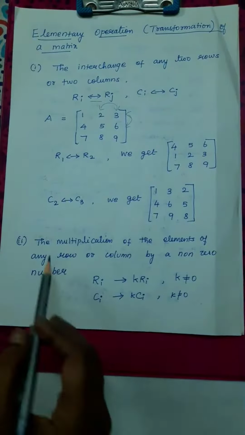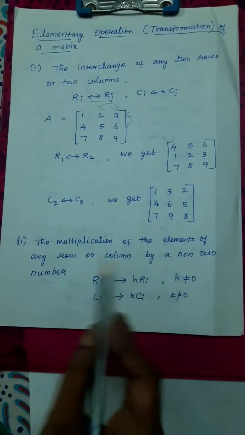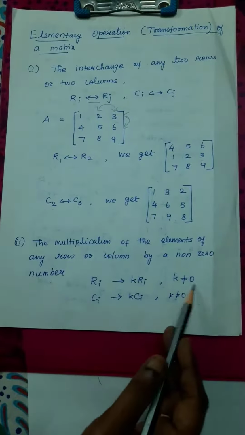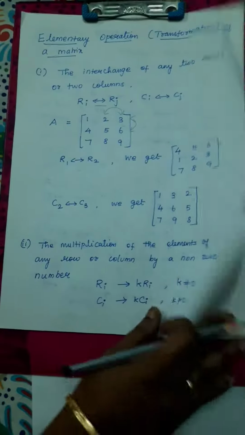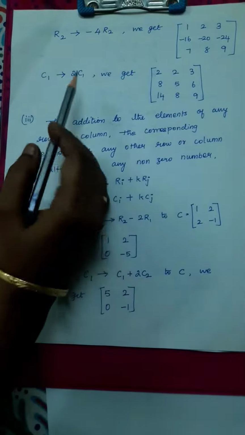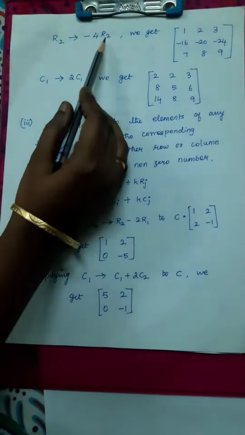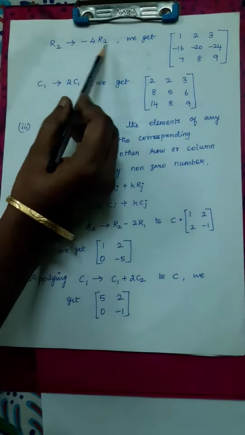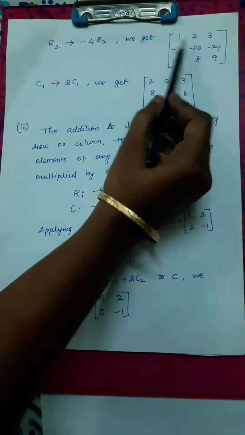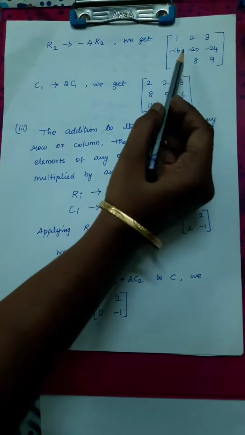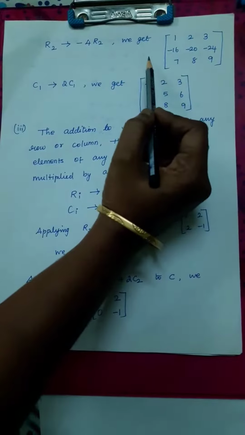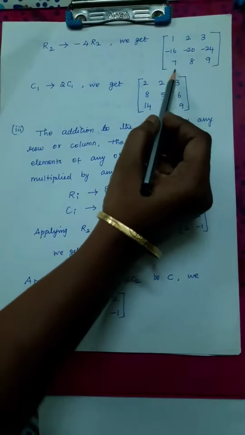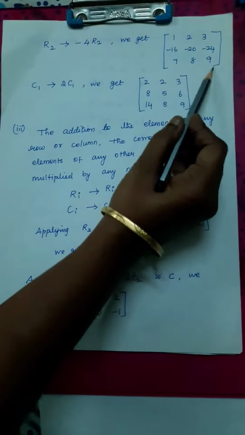The next operation is the multiplication of the elements of any row or column by a non-zero number k, where k is not equal to 0. For example, now we are going to multiply R2 by minus 4. That will be denoted as R2 implies minus 4 R2. So we get 1, 2, 3, the first row as it is. Now multiply minus 4 with the second row: minus 16, minus 20, minus 24. Third row as it is, 7, 8, 9.